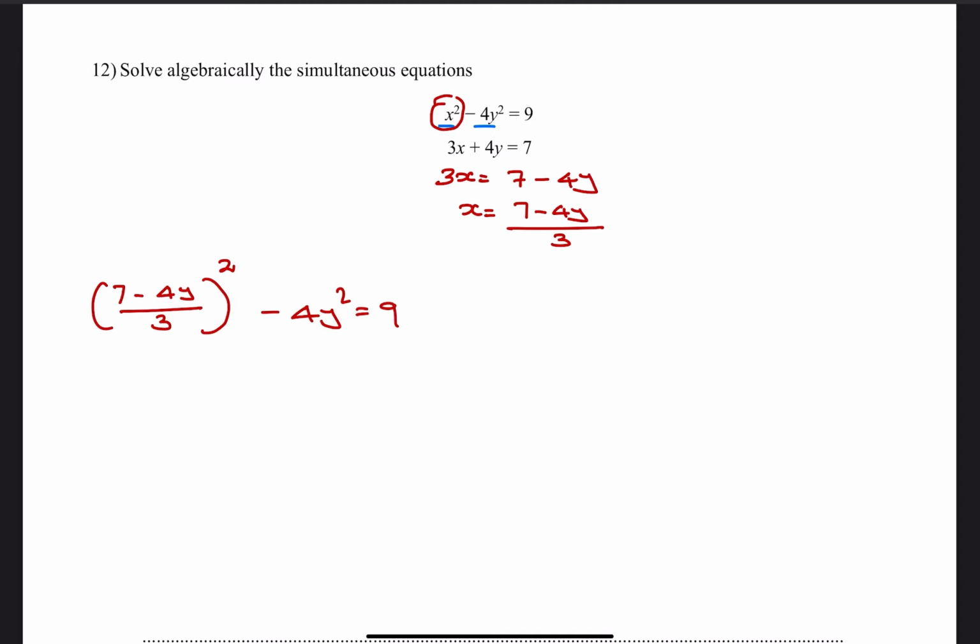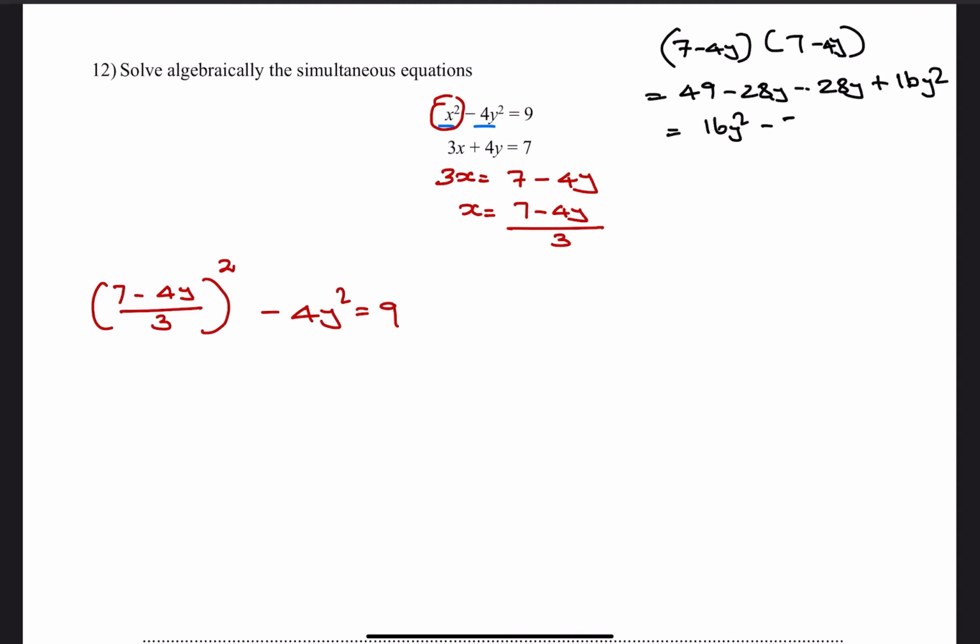But I need to know what is 7 minus 4y squared over 3. Oh, I can just work out what 7 minus 4y squared is, which is 7 minus 4y times 7 minus 4y. If I do that, that will give you 49. That is 7 times minus 4y, which is minus 28y, again minus 28y, plus minus 4y times minus 4y, that's a positive 16y squared. So let's put that together: positive 16y squared, minus 28y minus 28y is minus 56y, plus 49.